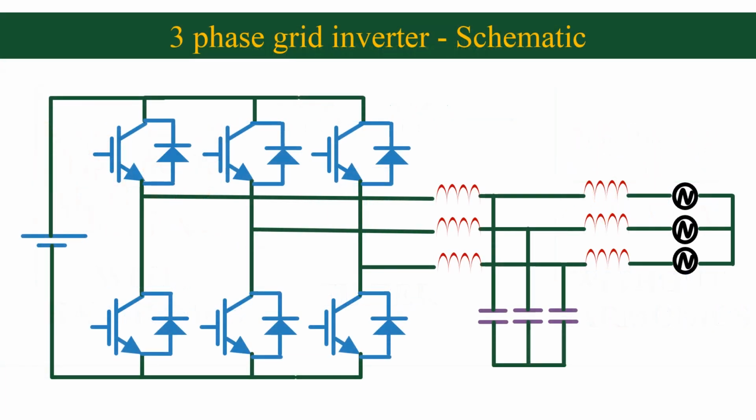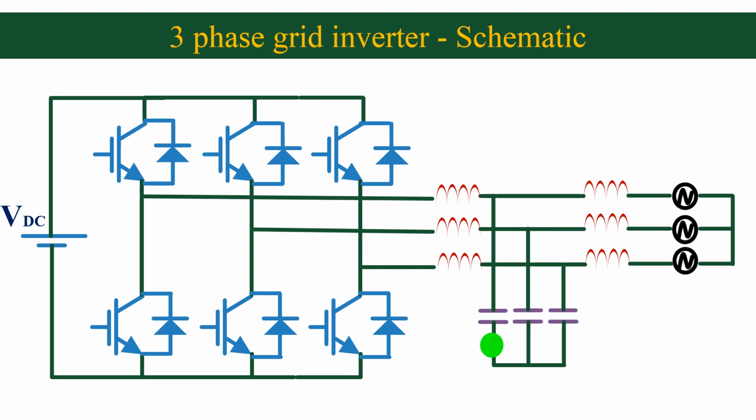This is the basic schematic of a three-phase grid-connected inverter. We have a DC voltage source at the input. I have marked it as VDC. These are the power electronics-based switches, which form the inverter bridge. We can use devices like MOSFET or IGBT as the switch.